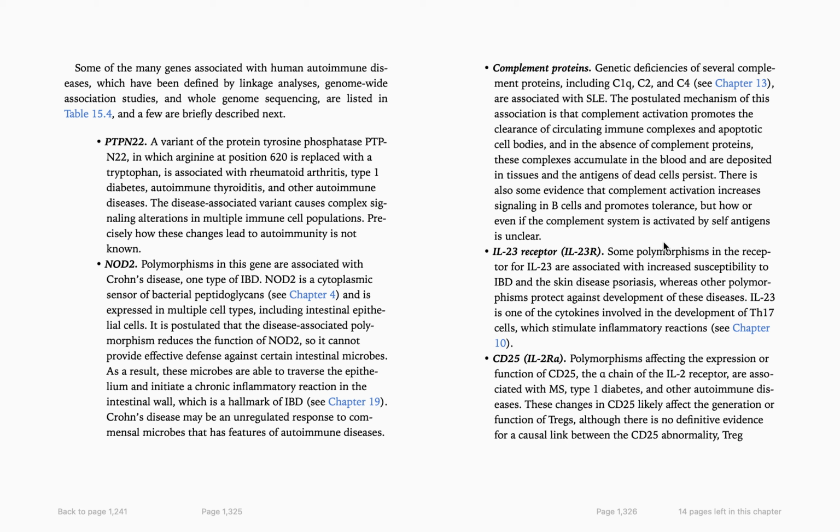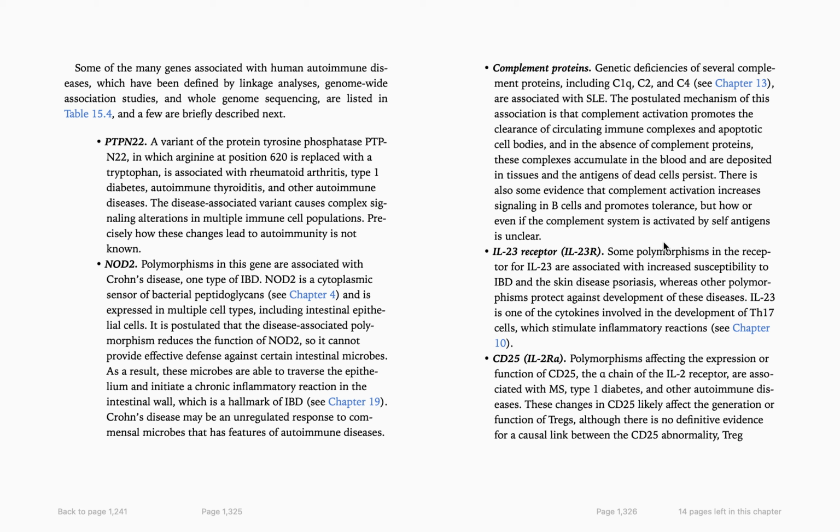PTPN22, a variant of protein tyrosine phosphatase PTPN22, in which arginine at position 620 is replaced with tryptophan, is associated with rheumatoid arthritis, type 1 diabetes, autoimmune thyroiditis, and other autoimmune diseases. The disease-associated variant causes complex signaling alterations in multiple immune cell populations. Precisely how these changes lead to autoimmunity is not known.